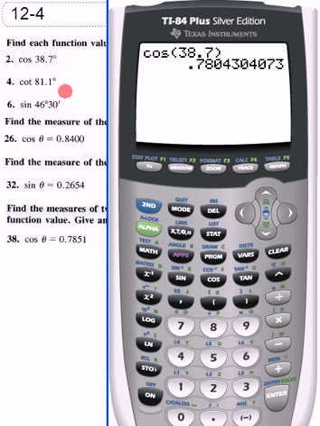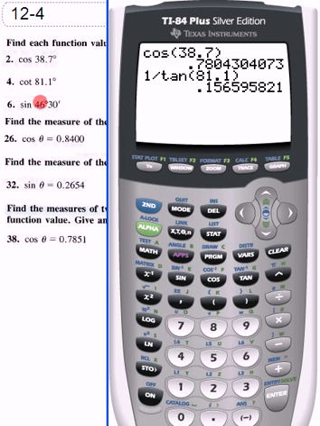This problem here, we don't have a cotangent key on our calculator, but the cotangent is the reciprocal of tangent, so we can do 1 divided by the tangent of 81.1. And this is the answer here.